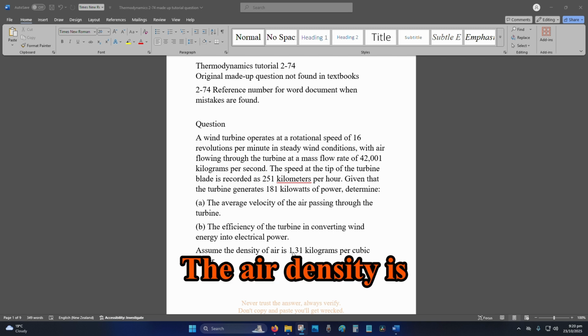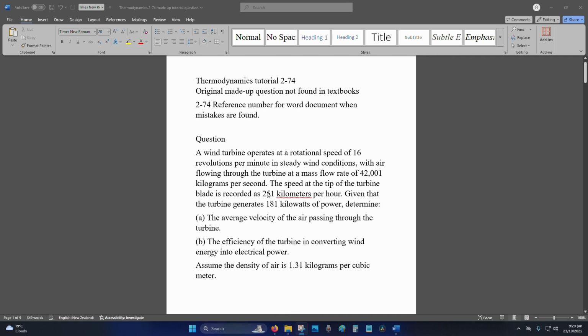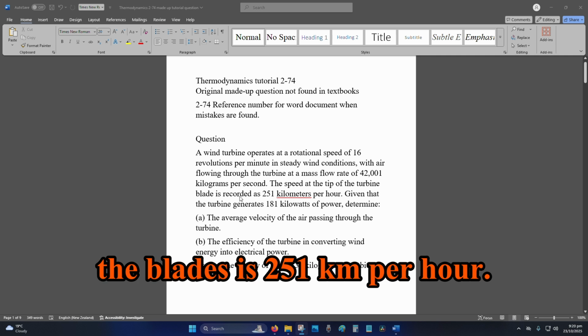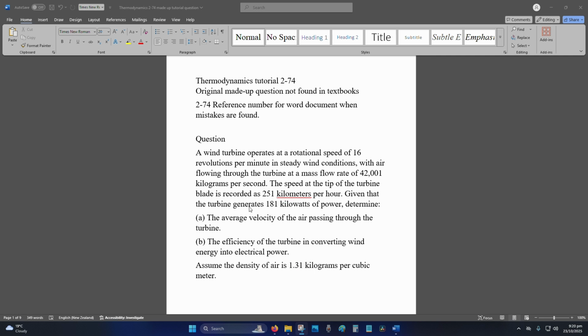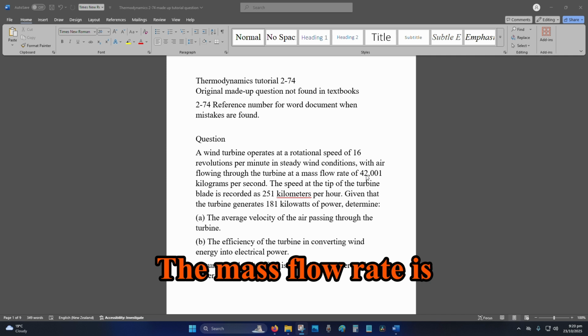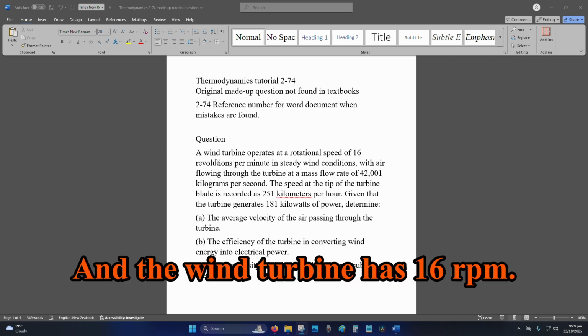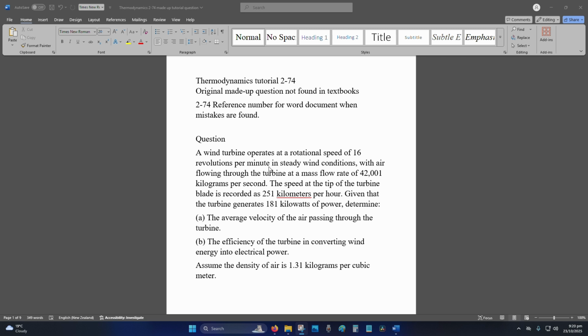The air density is 1.31 kilograms per meter cubed. The velocity at the tip of the blades is 251 kilometers per hour. The turbine generates 181 kilowatts of power. The mass flow rate is 42,001 kilograms per second, and the wind turbine has 16 RPM.